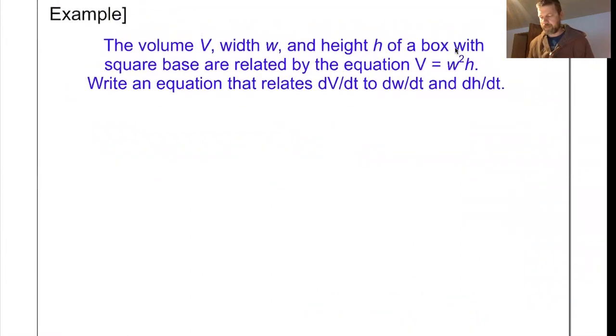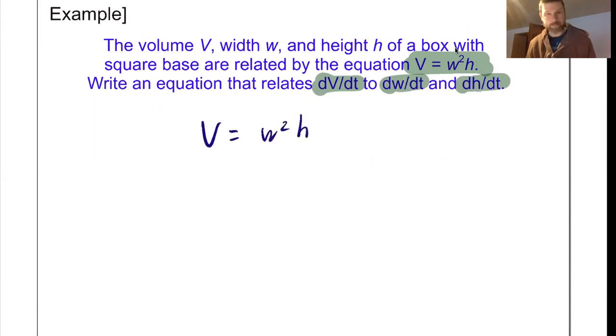So this one says the volume, width, and height of a box with a square base are related by the equation volume equals width squared times height. We're being asked to write an equation that relates dV/dt, how fast the volume is changing, to dW/dt and dH/dt. All right, well, I know volume equals W squared times height, so I want to find the derivative of this with respect to time. Derivative of V is dV/dt.